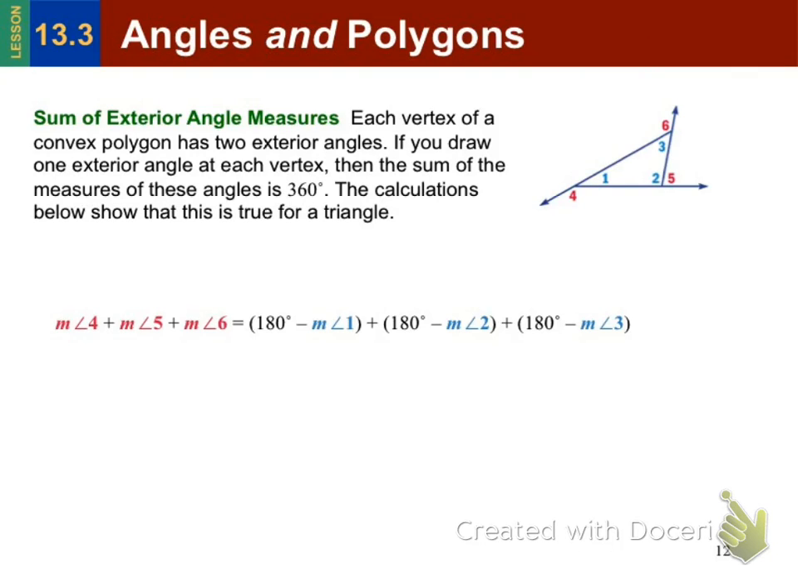Okay, so a convex polygon has 2 exterior angles at each vertex. If you draw one exterior angle at each vertex, then the sum of the measures of these angles is 360. The calculations below show that this is true for a triangle. So measure of angle 4 plus the measure of angle 5 plus the measure of angle 6 is equal to 180 minus measure of angle 1 plus 180 minus measure of angle 2 plus 180 minus measure of angle 3. So we can use this information for our next example.